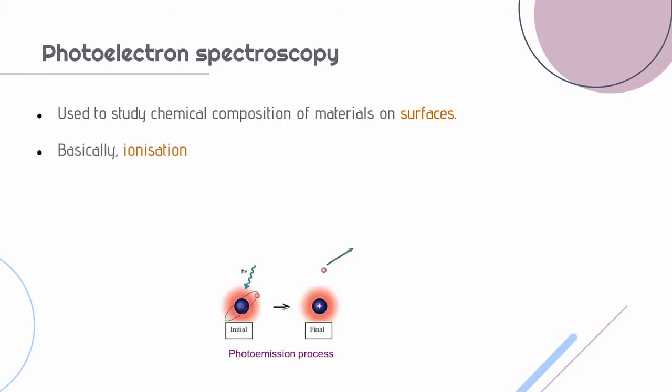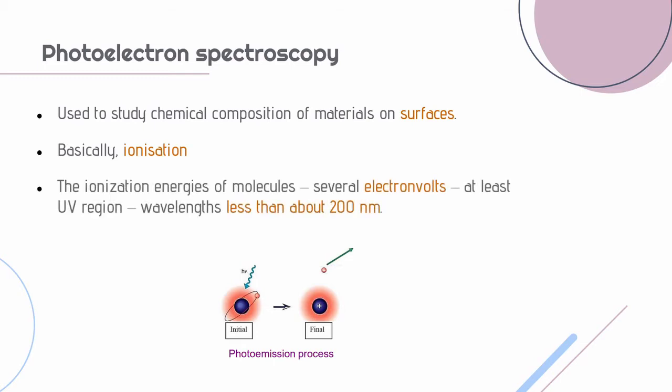So basically, from an atom, an electron is knocked out. This makes the atom positively charged, that is ionized. And the ionization energies of molecules are several electron volts even for valence electrons. So it is essential to work in at least the ultraviolet region of the spectrum with wavelengths less than about 200 nanometers. We'll discuss three types of photoelectron spectroscopy.